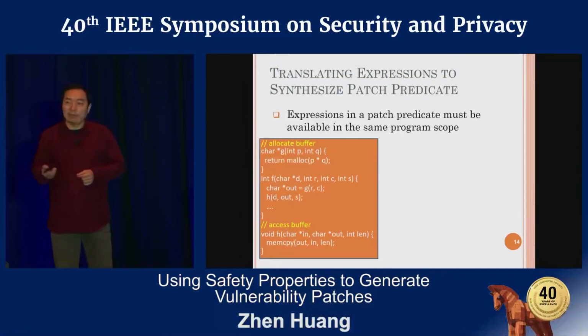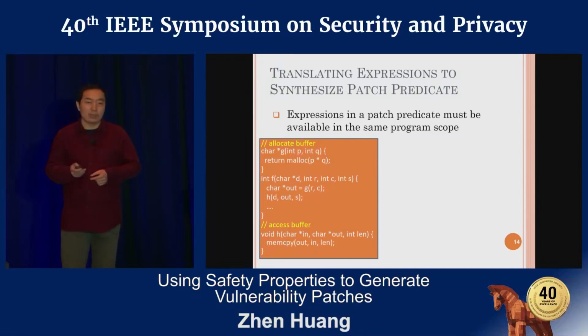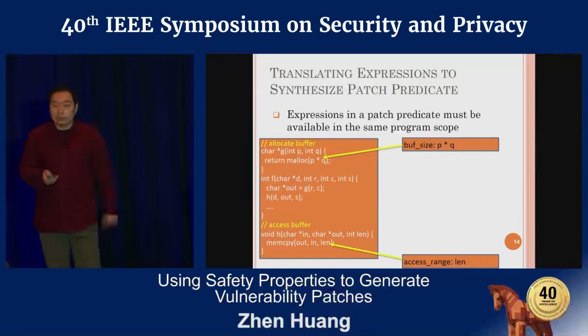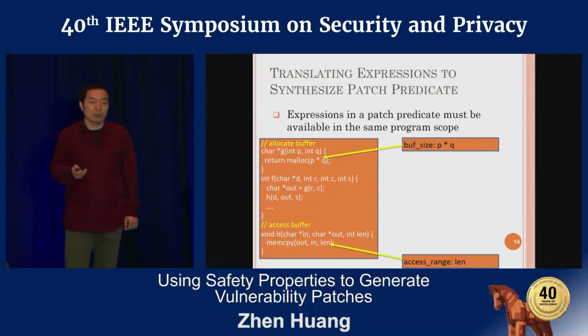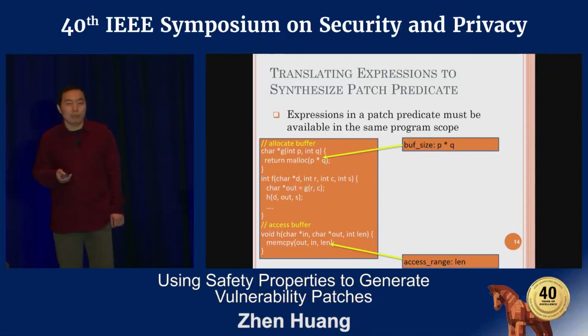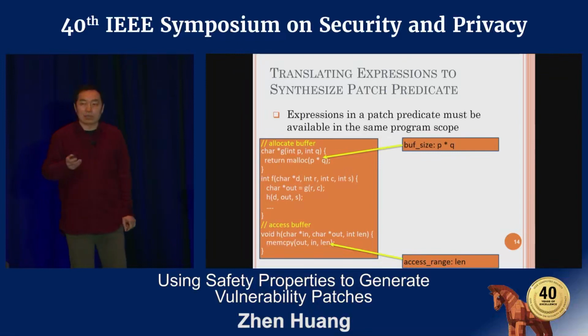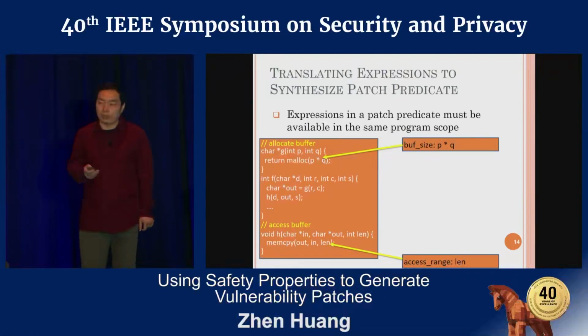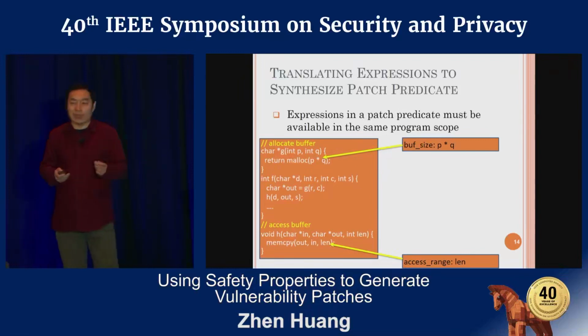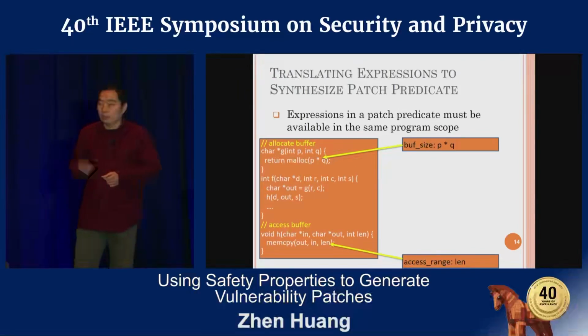For this same example code that we showed before, Sinks will find that the buffer size can be mapped to P times Q in the scope of function G, and the access range can be mapped to len in the scope of H. Because function F is the common caller of G and H, Sinks tries to translate the buffer size and access range to the scope of F.